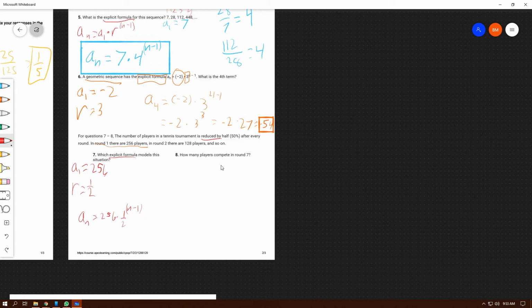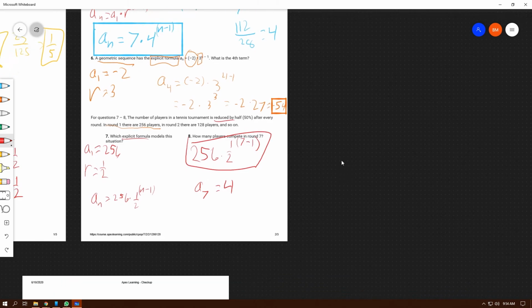Question 8 asks how many players compete in round 7. Well, if I want to find that out, I just plug 7 in for n, and it's going to calculate the answer for us. Now I'm probably going over to Desmos to type this in and solve this. Just 1/2 to the 6th power, I do not know. It's 4. So in the 7th round, there's 4 people. That makes sense.